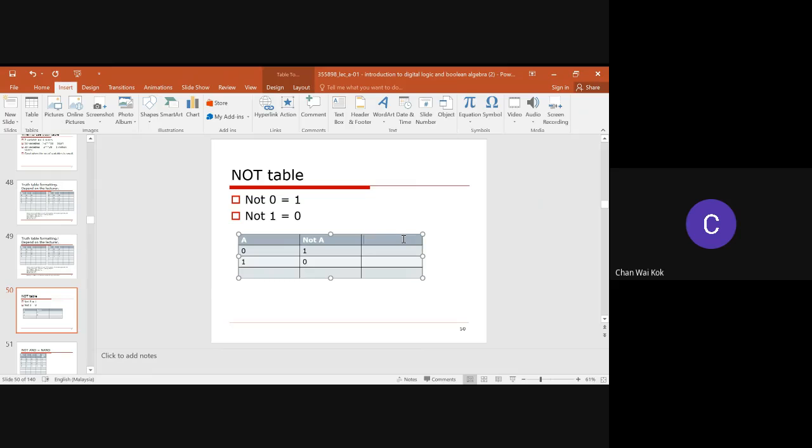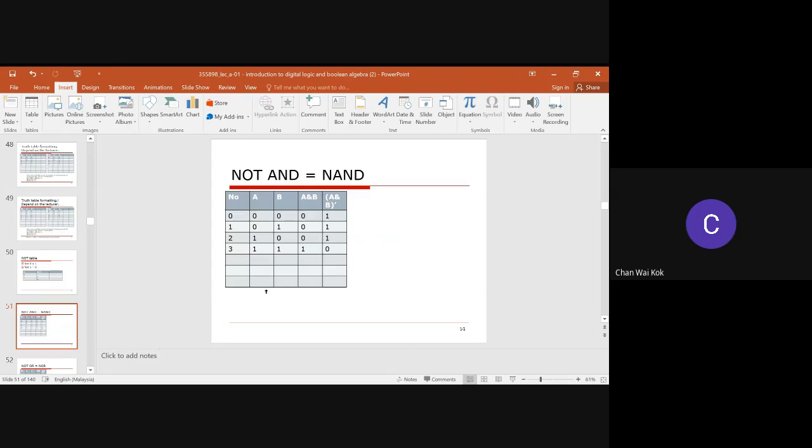Or you can find it like this. NOT A will be like this. Sometimes people do it like this. If you have NOT, you can also represent it with NAND. So A and B, NOT A and B, will be like this. 0 becomes 1, 1 becomes 0. Then you have 0 0, which becomes 1. So this is NAND.